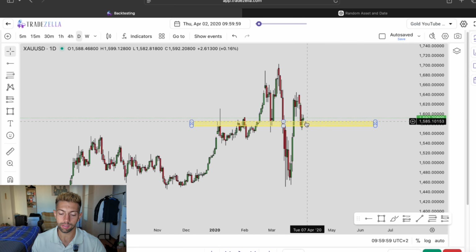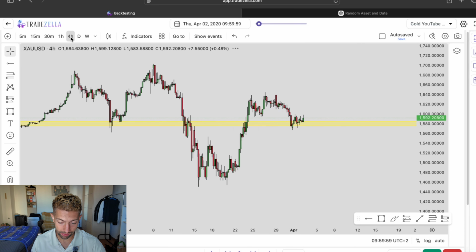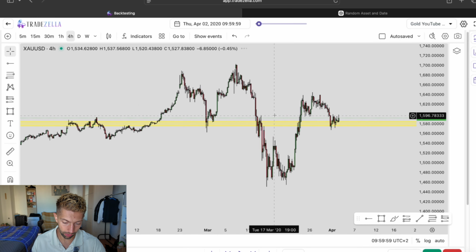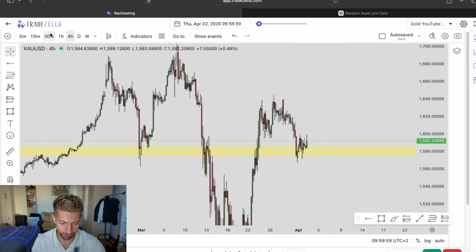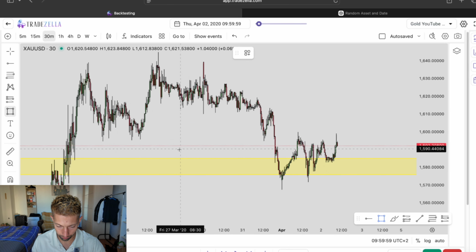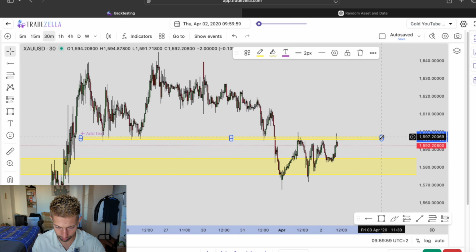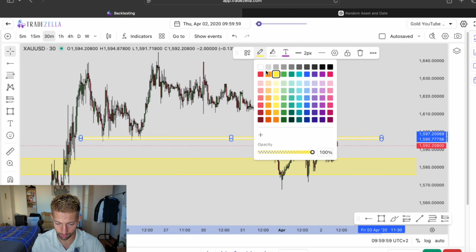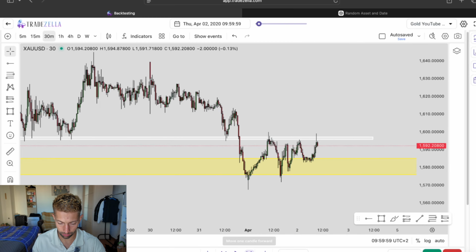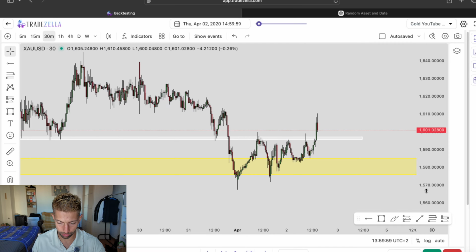So since I'm sitting at this key level right here, and since I like to buy right now more than sells, I would be looking to take a buy if we can break above and retest this previous market structure, which is also a key level on M30 time frame, right? So let's just wait and see if we can actually get it.